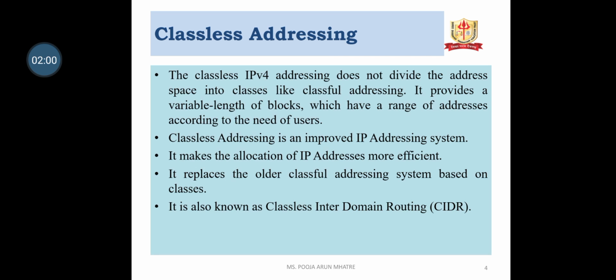The classless IPv4 addressing does not divide the address space into classes like classful addressing. It provides variable length blocks which have a range of addresses according to the need of users. Classless addressing is an improved IPv4 addressing system. It makes the allocation of IP addresses more efficient. It replaces the older classful addressing system based on classes. It is also known as classless inter-domain routing (CIDR).